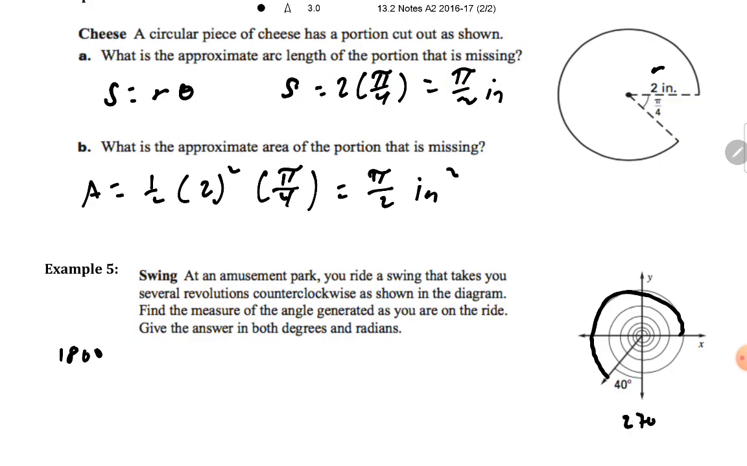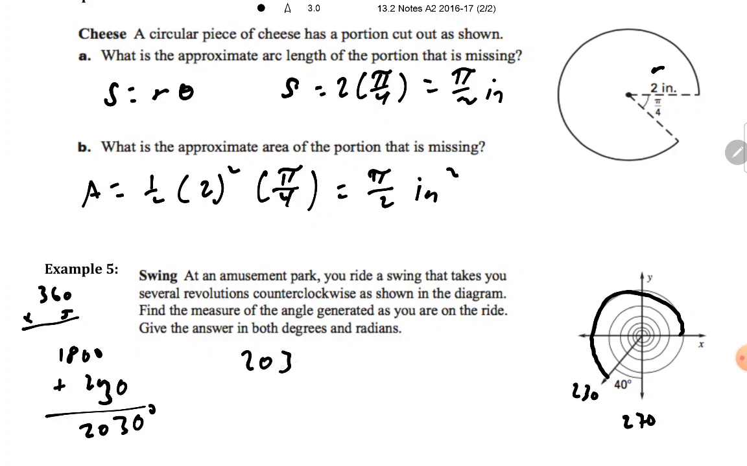So remember, this is 270. So this is 230. So 1800 plus 230 is 2030 degrees. So once again, I found this 1800 because he went around the circle 5 times. And then he didn't go a full 6th circle, but he went 230 degrees.